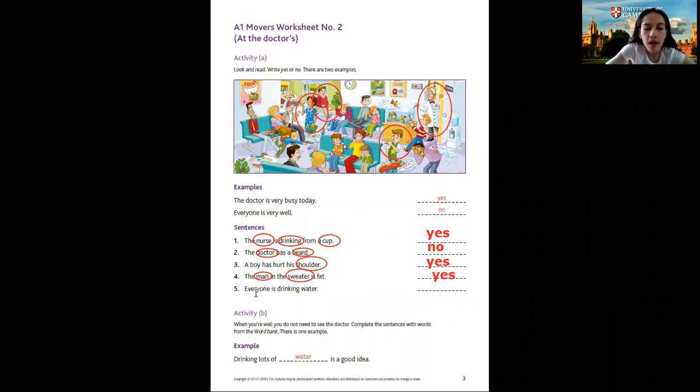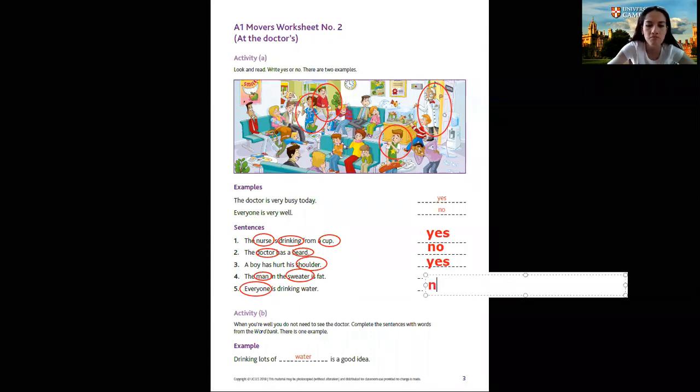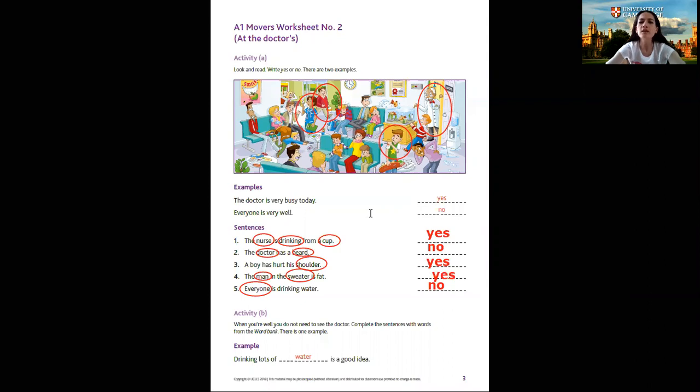Okay, everyone is drinking water. Okay, the word is everyone. Everyone means all. Everyone is drinking water? No, everyone no. Maybe one person, but everyone? No. Okay, so this is the way we practice with part 2.